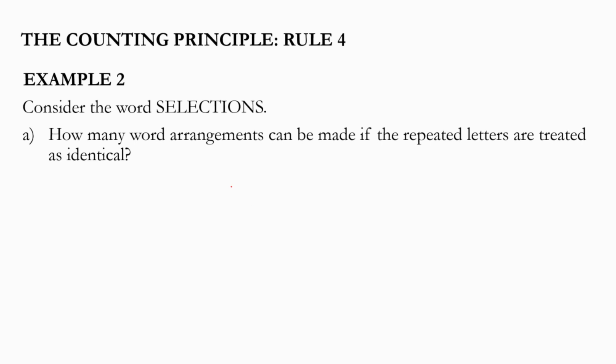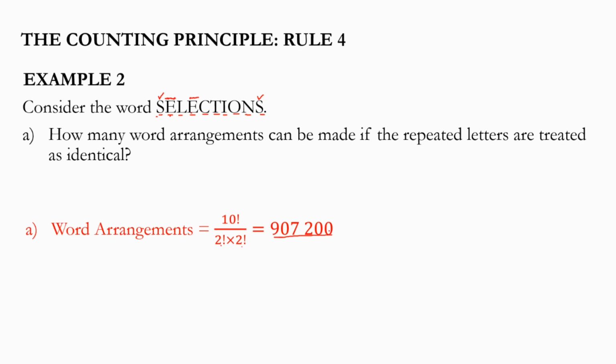Now we have how many letters altogether? 1, 2, 3, 4, 5, 6, 7, 8, 9, 10. But we have these letters repeating: this E and this E, and the S and the S there. So how do you find the different ways? We say 10 factorial divided by 2 factorial times 2 factorial, because E is repeated and S is repeated. And then we have 907,200 ways or arrangements.